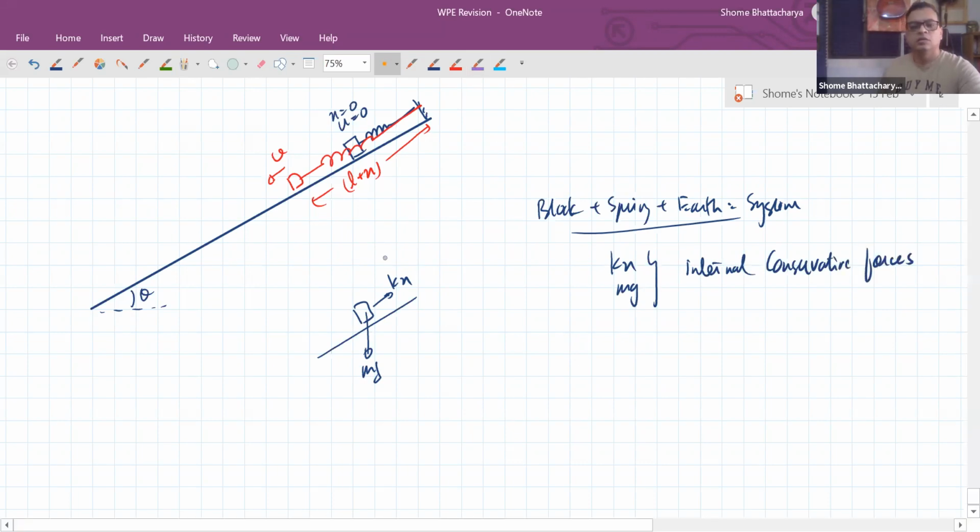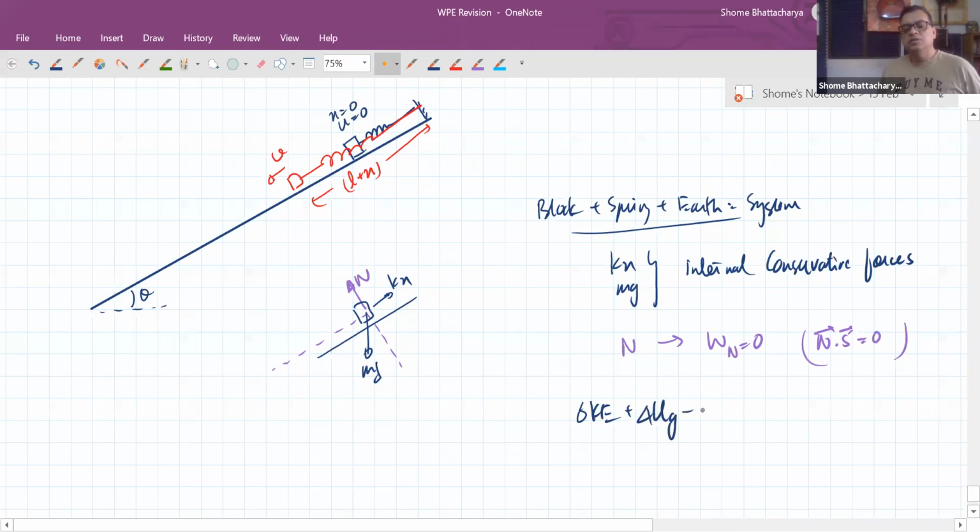Okay. And the normal reaction will anyway be doing zero work, and friction is absent. Work done by normal reaction will be zero because n dot s will be zero. So we'll have the relation that change in kinetic energy plus change in gravitational potential energy plus change in elastic potential energy of the spring should be zero.